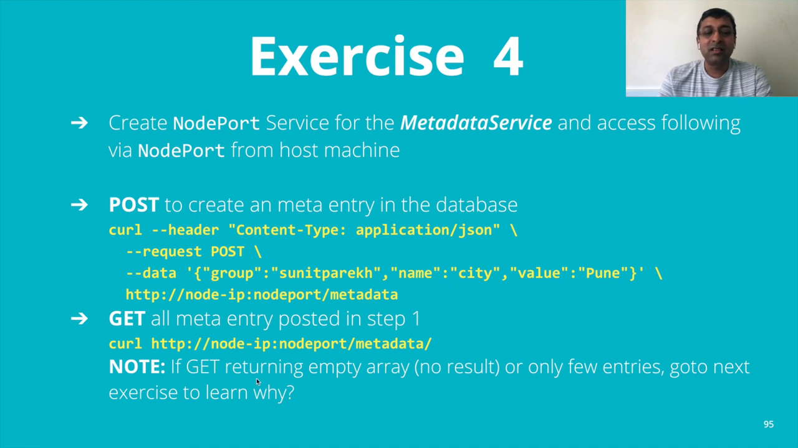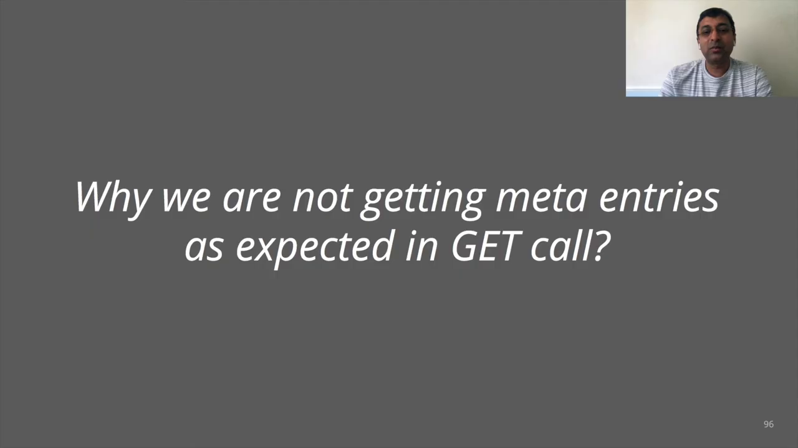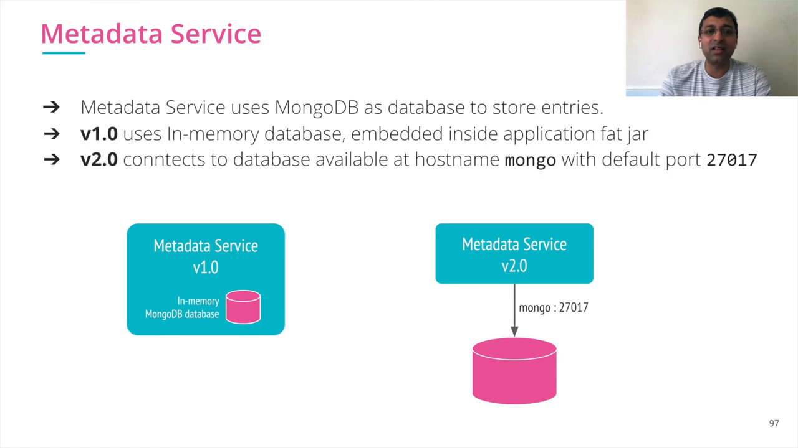You'll notice that when you try to do GET for the metadata, sometimes you get the data which you have posted and sometimes you don't get it. Why are we not getting meta entries as expected in the GET call all the time? It's random. Sometimes you get it, sometimes you don't. The metadata service that we have uses MongoDB as a database to store meta entries. In version one of this, I'm using an in-memory database, which is embedded inside your application fat jar. It uses FongoDB, which is an in-memory MongoDB database.